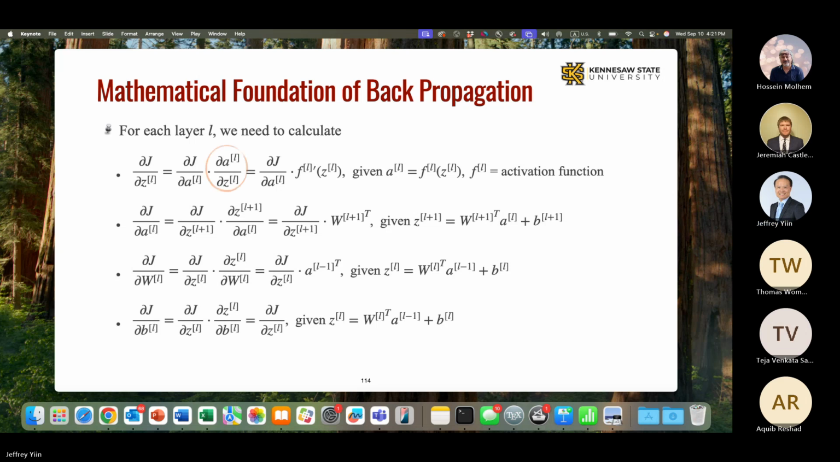So the first one. Use chain rule. You can represent this partial derivative at the beginning by replacing it with the derivative with respect to A multiplied by the derivative of A with respect to Z. Right? That's just chain rule. And what is the term that I circled in orange? Because we know the relationship between A and Z, right?